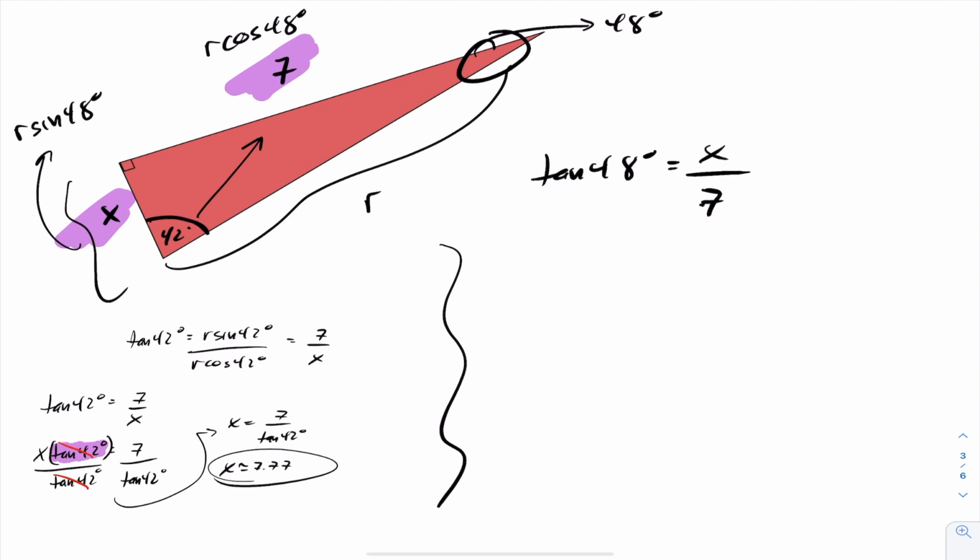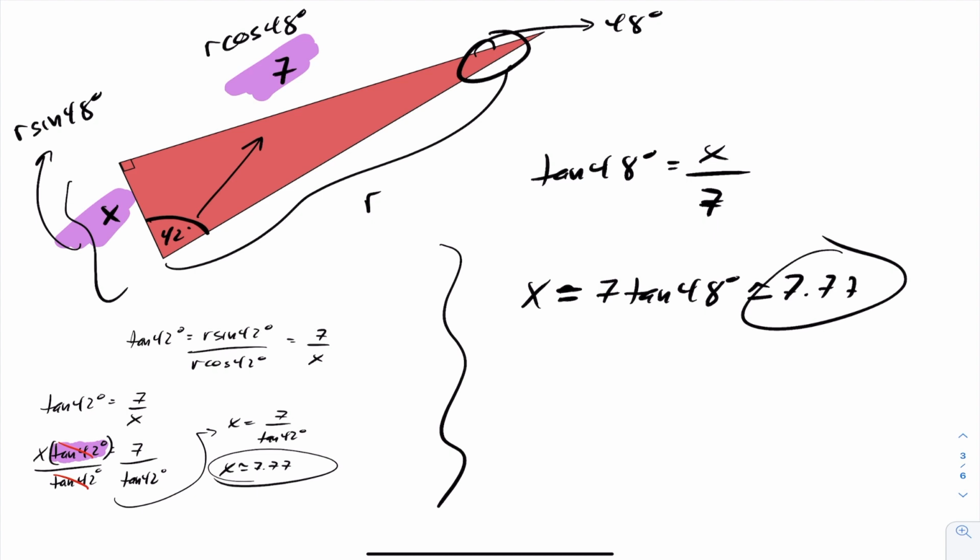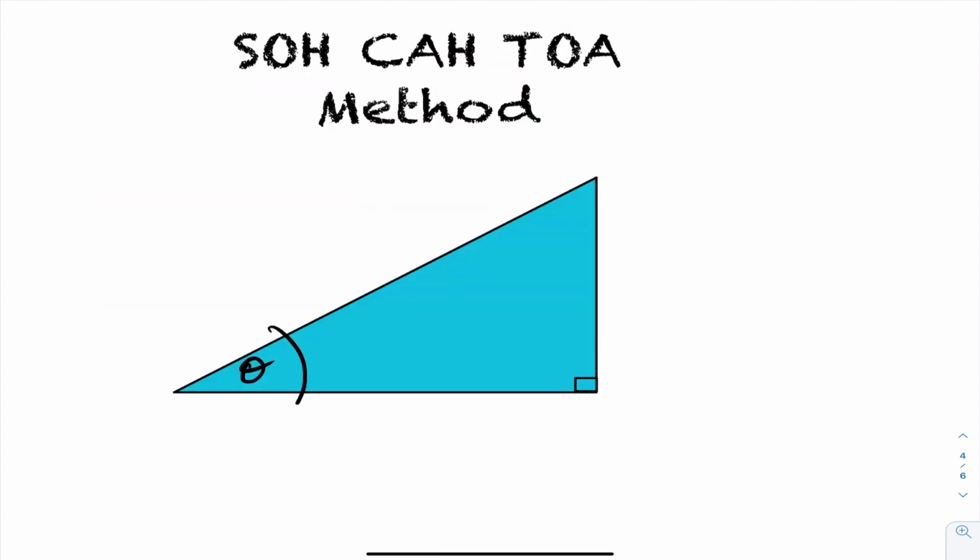So now algebra is a little bit easier in this situation. I just have to multiply across by 7, in which case we get x is 7 tan 48 degrees, which is approximately equal to, you guessed it, 7.77. So you're going to get the same answer using either technique here. Okay, there's an alternative method for solving for the lengths of sides of a right angle triangle. It's using the SOHCAHTOA method. I want to derive sort of how that works here.